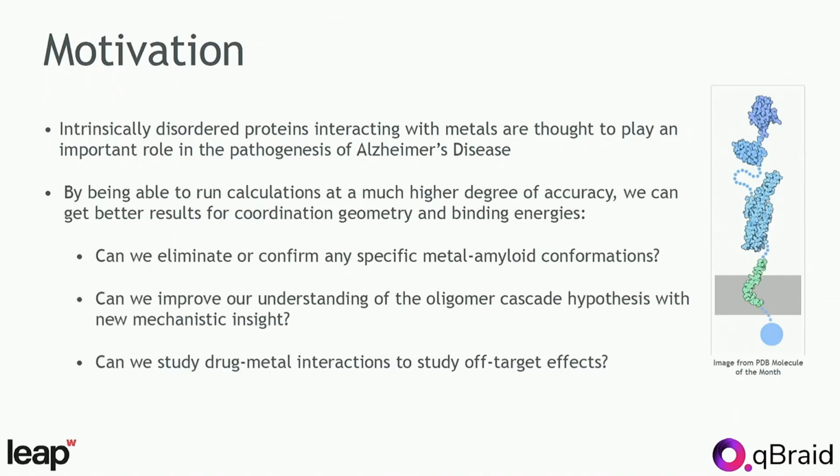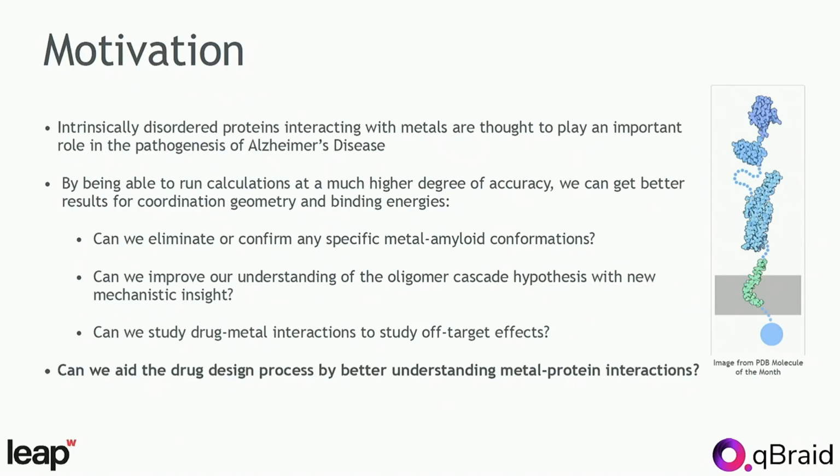So by being able to run calculations at a much higher degree of accuracy using quantum computing methods, the question we are trying to answer is, can we eliminate or confirm any specific metal amyloid beta conformations? Can we improve our understanding of various Alzheimer's hypotheses? And can we study any drug-metal interactions to study off-target effects? Broadly speaking, the question we are trying to answer is, can we aid the drug design process by better understanding metal-protein interactions? And while we've focused fairly extensively on the amyloid beta protein, I'll share a little bit more about how this is a very generalizable pipeline.